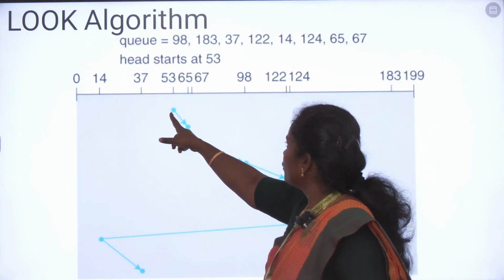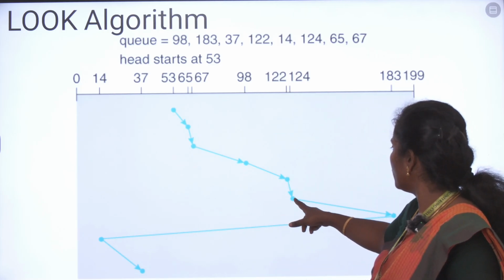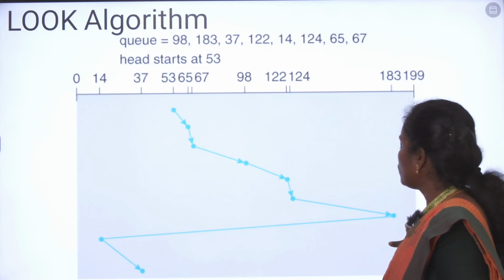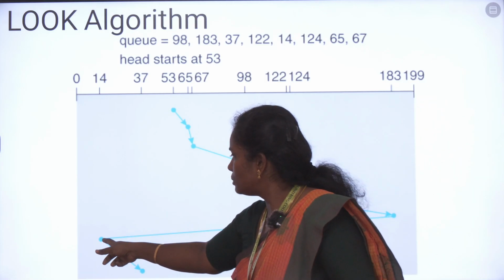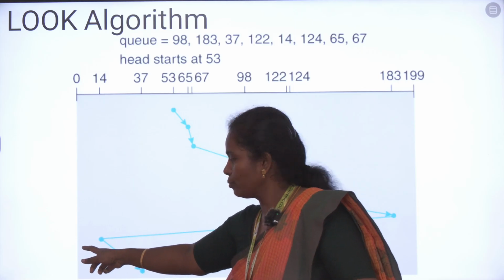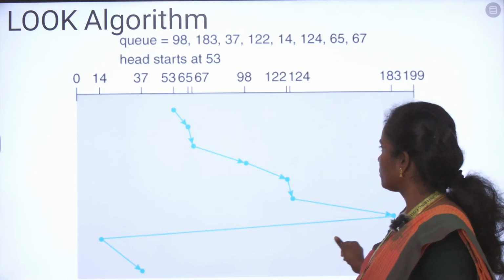See, I started here at 53, then 65, 67, 98, 122, 124, 183. It will not reach 199, and it moves back to 14 instead of moving to 0. Then 14 and then 37. It serves all the requests.